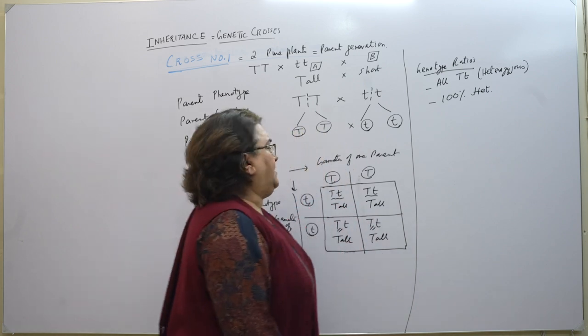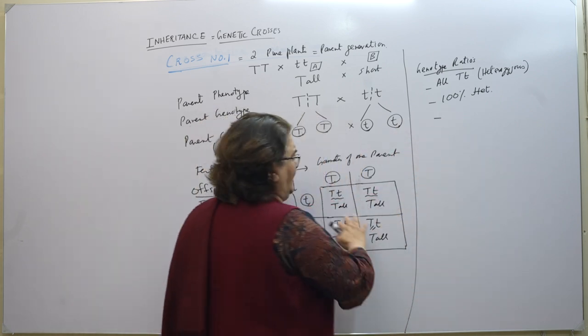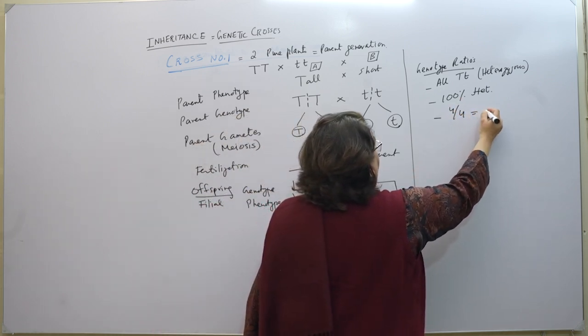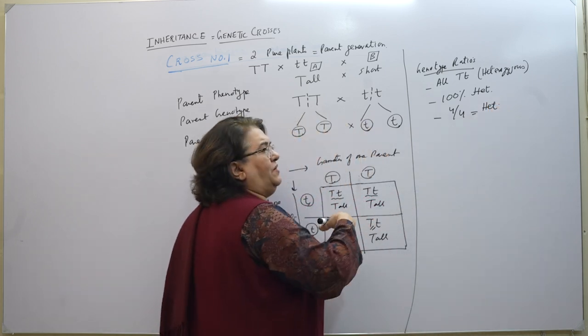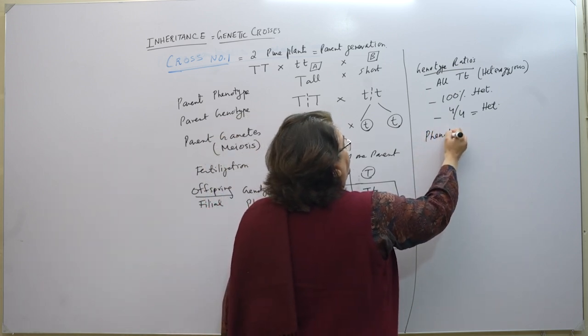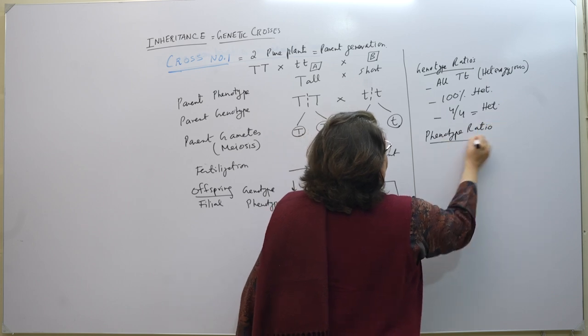Done? So this is a heterozygous. And you can also say, out of probability, 4 out of 4 are going to be heterozygous. Okay, done. Now talk about the physical form of that ratio. The physical form comes out to be the phenotype ratio. So what is the phenotype ratio?